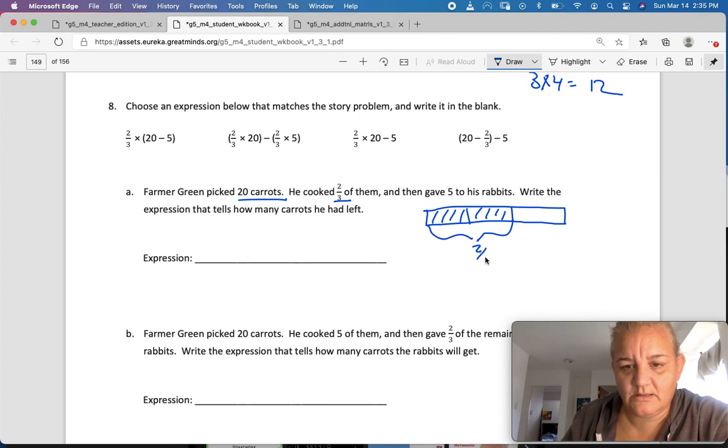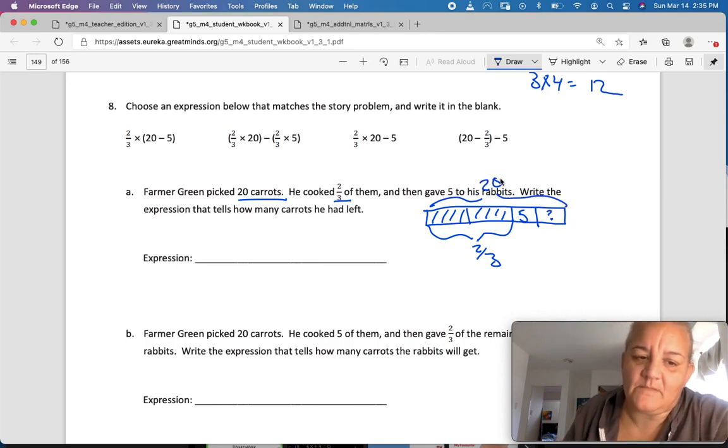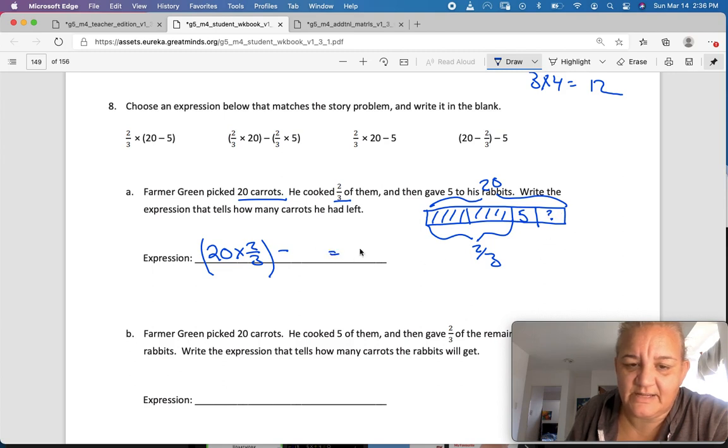Okay. Then gave 5 to his rabbits. Write the expression that tells how many carrots he had left. So we want to figure out this number here. Okay. So how are we going to do that? Well, 20 times 2/3 is going to tell us how many this was. And then we're going to subtract 5, and that should give us this answer, right?